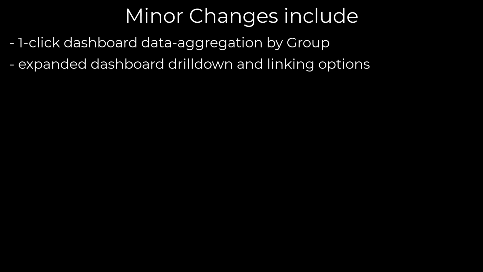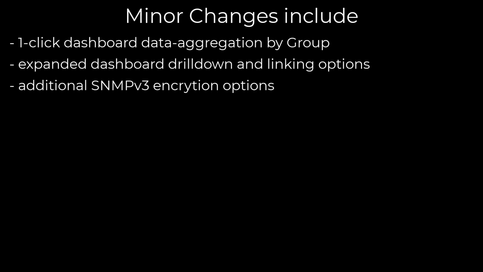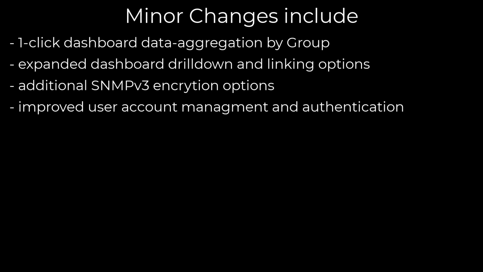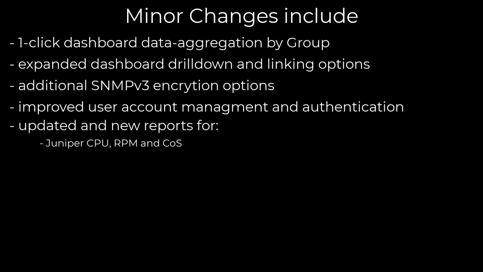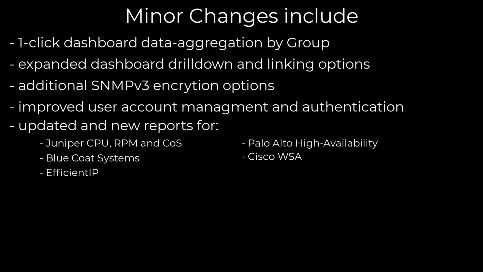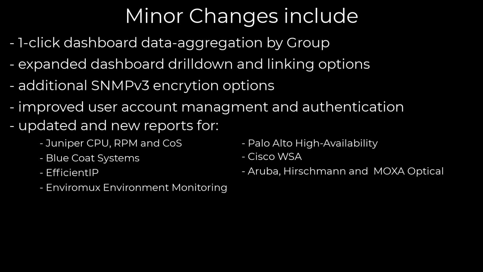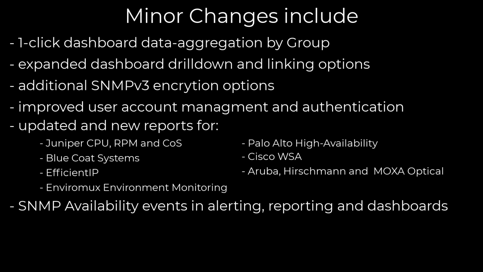There have also been a range of minor items, including dashboards offering the ability to aggregate by group, and the expansion and standardization of linking and drill down options across all panel types, expanded SNMP v3 encryption options, improvements to user account management and authentication, updated reporting options for Juniper CPU, RPM, and COS, Palo Alto HA, Blue Coat Systems, Cisco WSA, Efficient IP, Aruba, Hirschman, and Moxa Optical, and Enviromox Environment Monitoring. And the new SNMP status monitoring has of course been integrated into alerting and reporting.